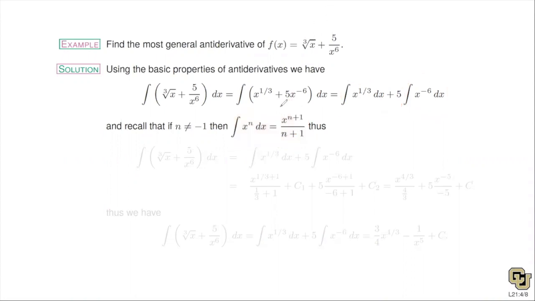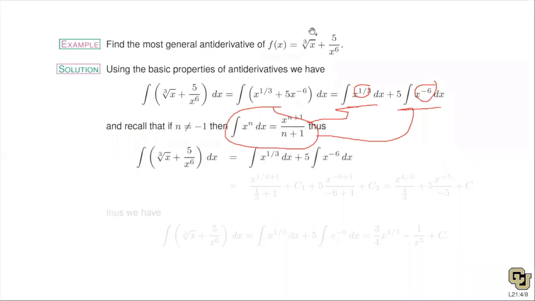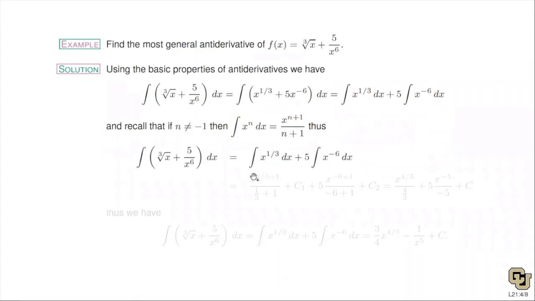So now I'm going to use this formula on this antiderivative with n equal to 1/3, and I'm going to use it on this antiderivative here with n equal to negative 6. So we're going to use the same formula twice, but the n will be different in each case. So here's my antiderivative of x to the 1/3.